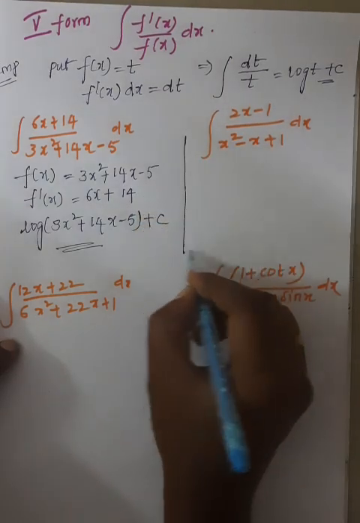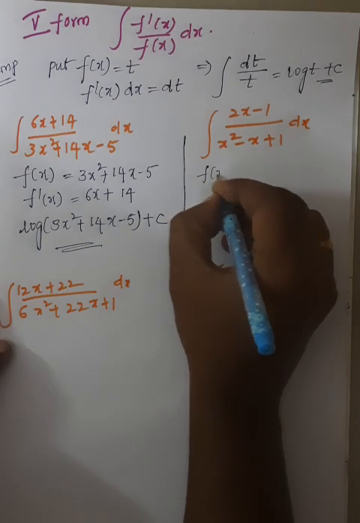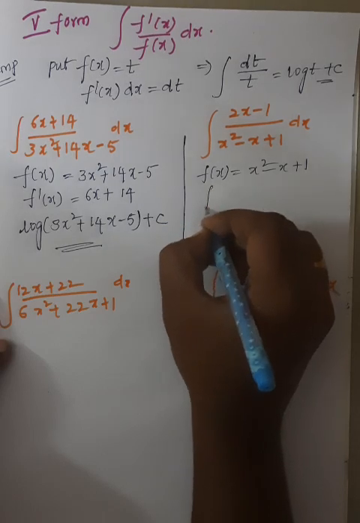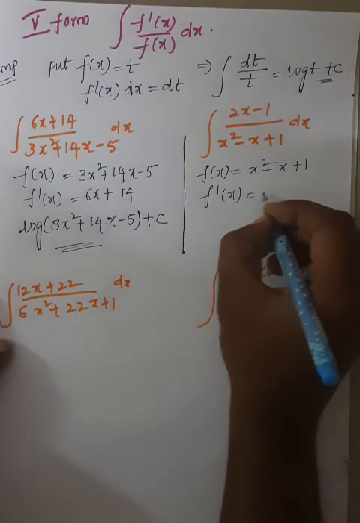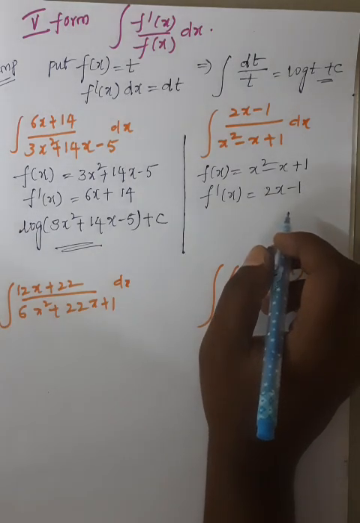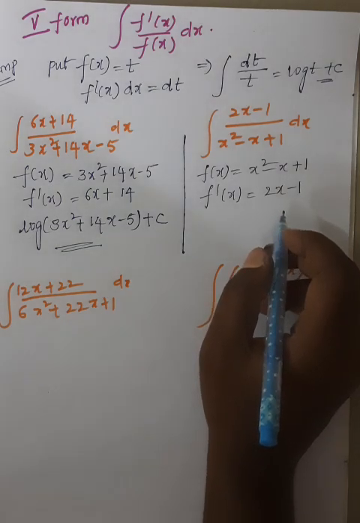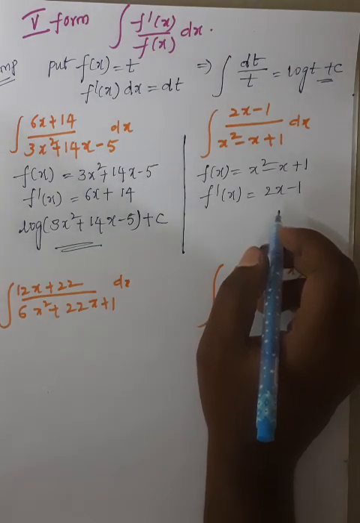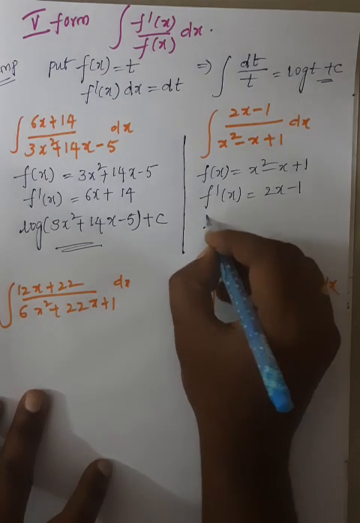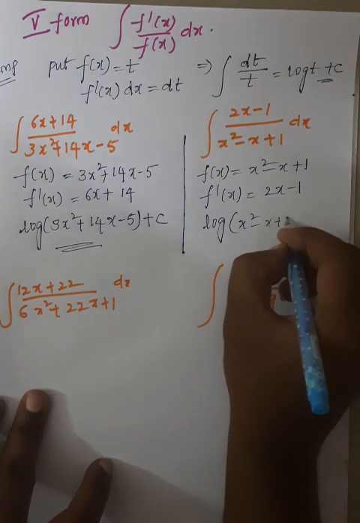We can solve this question also. So here the denominator f of x is equal to x square minus x plus 1. Now we can differentiate: f dash of x is equal to 2x minus 1. X square differentiation is 2x, x differentiation is 1. So here 2x minus 1 is there in the numerator. Hence the denominator's differentiation is in the numerator. Then we can write directly our answer as log of denominator plus c.